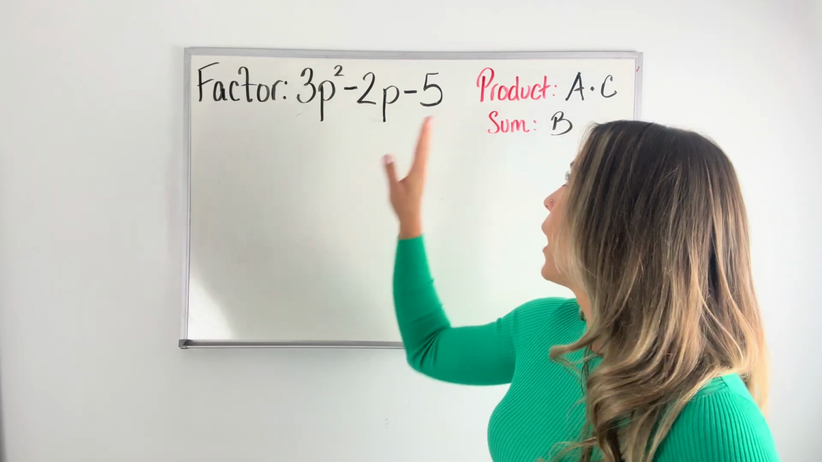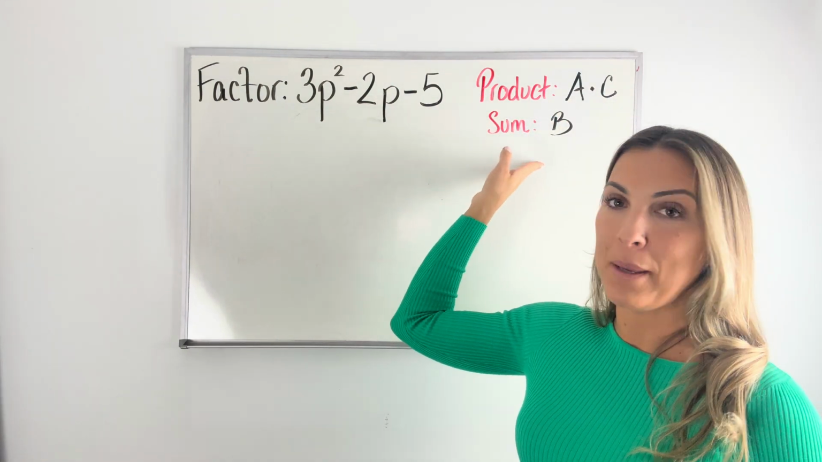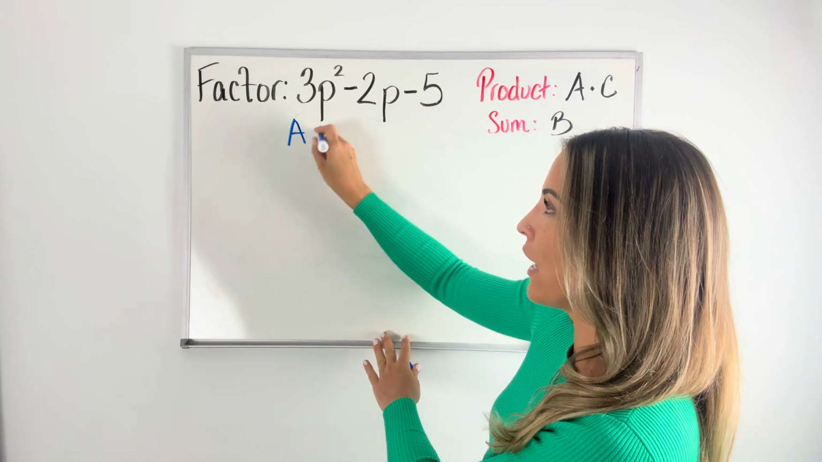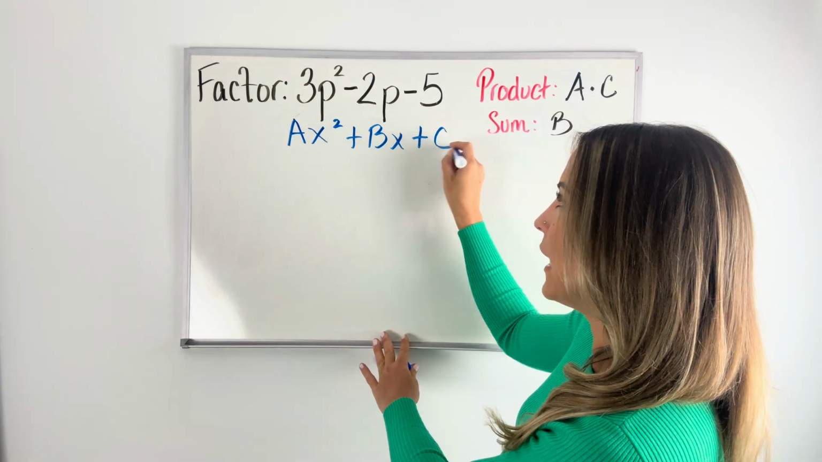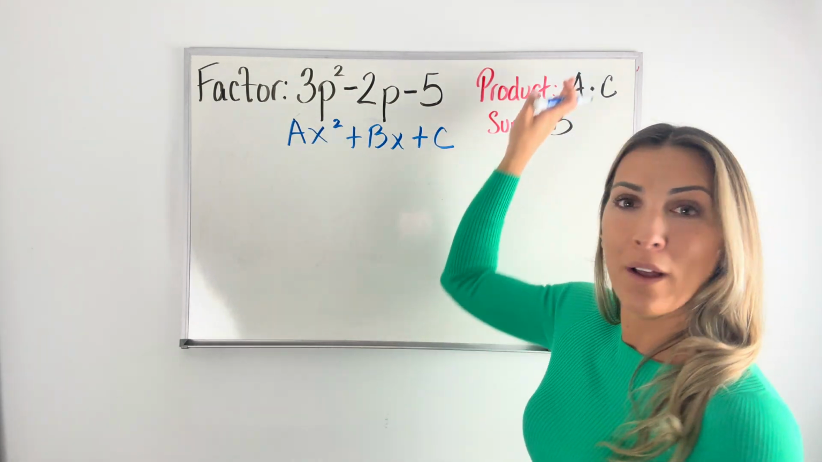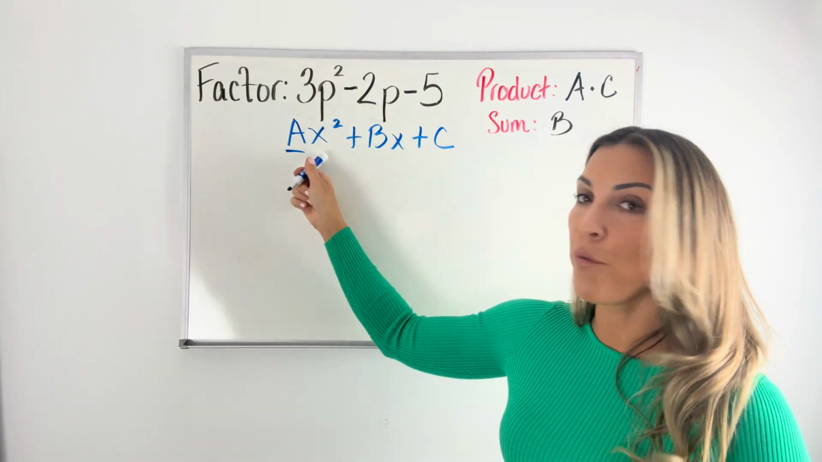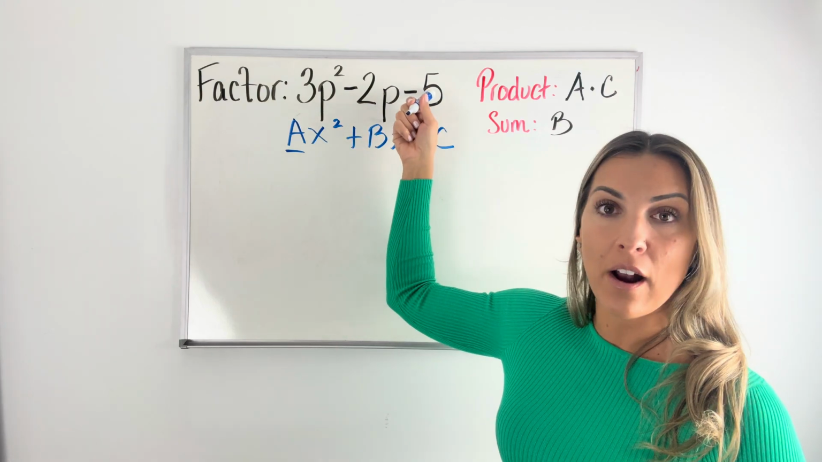All right. So product and sum. Our product is a times c and our sum is b. If you forgot what that means, I'll explain it in a minute. We're going to start with the standard form of a quadratic: ax squared plus bx plus c. This is going to help us identify what the a, b, and c are in our expression. The a is the coefficient of x squared, so that's 3. The b is -2 and the c is our constant -5.